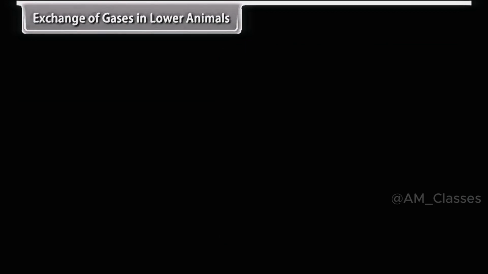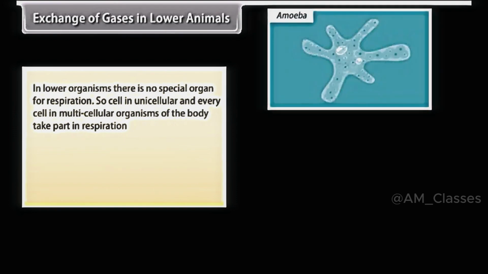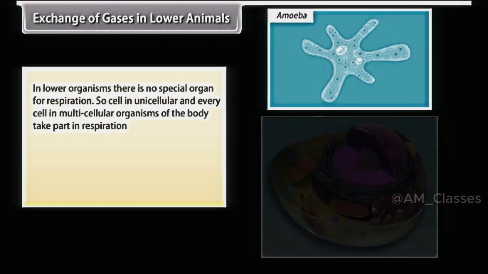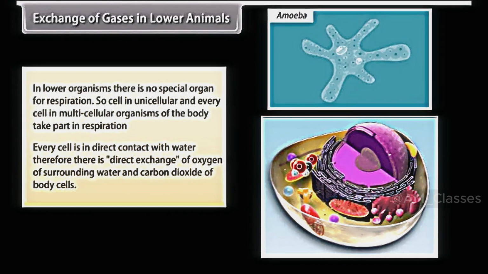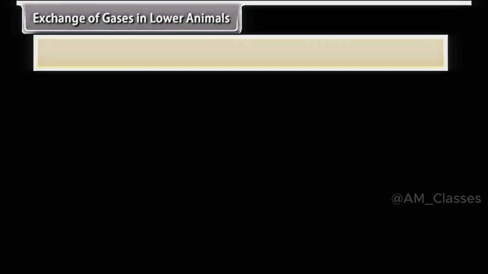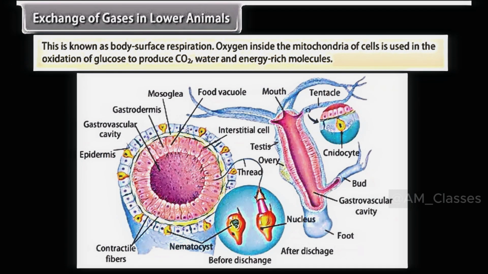Exchange of gases in lower animals. In lower organisms, there is no special organ for respiration. So, the cell in unicellular organisms and every cell in multicellular organisms takes part in respiration. Every cell is in direct contact with water, therefore there is direct exchange of oxygen of surrounding water and carbon dioxide of body cells. This is known as body surface respiration.